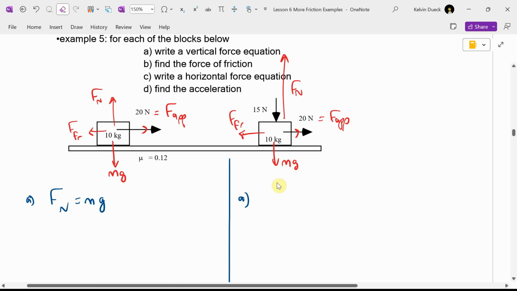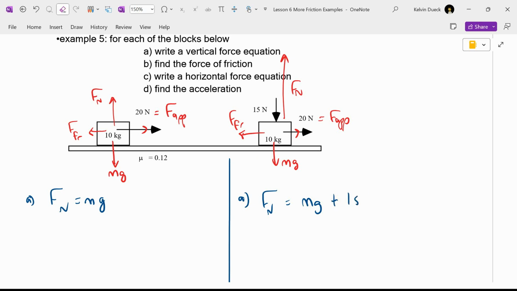For part B, are we sinking into the ground like quicksand? No. Are we flying here like Superman? No. So still, everything down is going to equal everything up. But it's a bit trickier. What's everything up? One arrow. Good. What's everything down? And there's another arrow pointing down. How big? You know what? mg plus 15. There's my vertical equation.